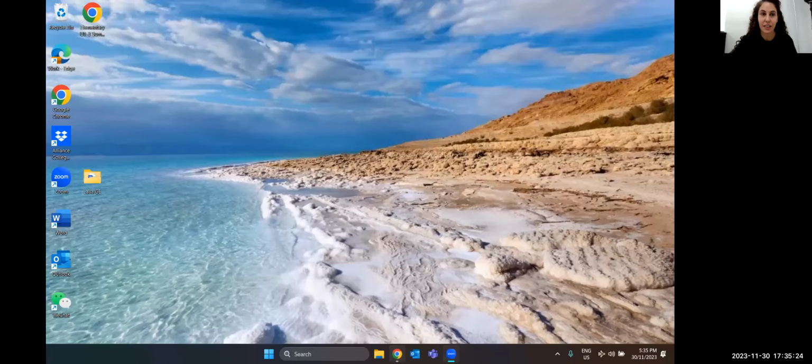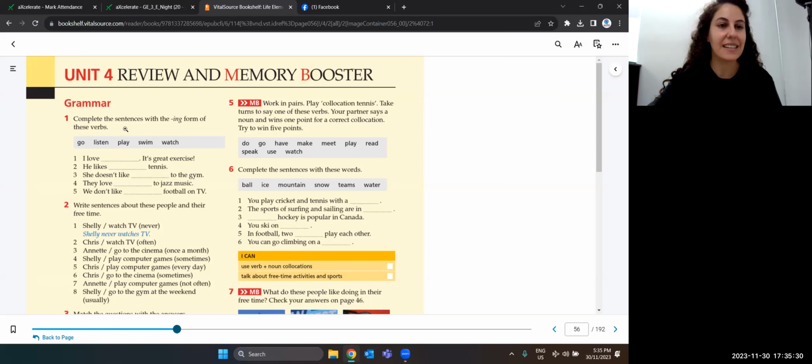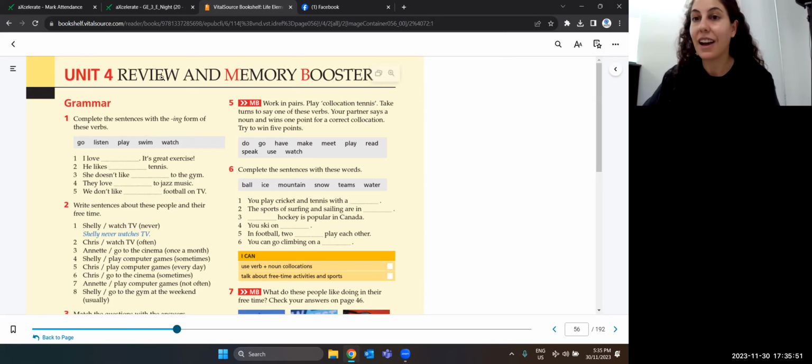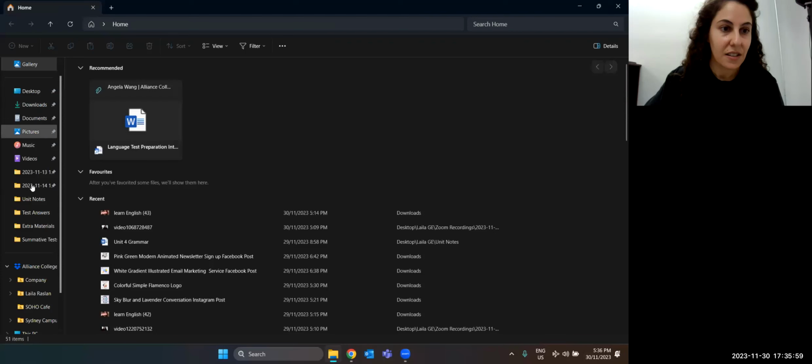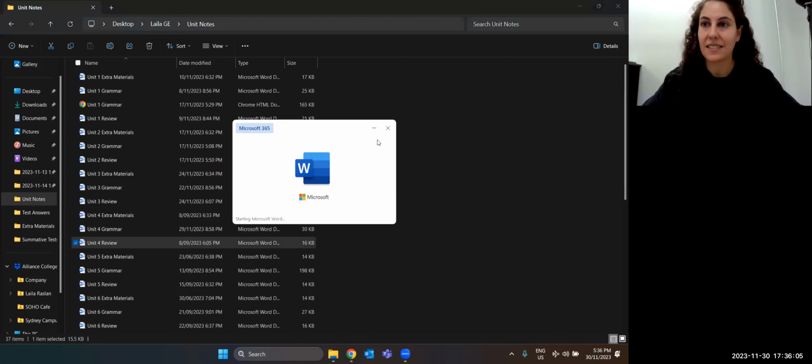So we're in our textbook, the review. It says here, complete the sentences with the ing form of these verbs. So remember, go is going, listen will be listening, play, playing, swim, swimming, watch, watching. So the first sentence is I love swimming. It's great exercise. Yep. So I'll take down some notes as well. I like swimming. It's great exercise, yes.